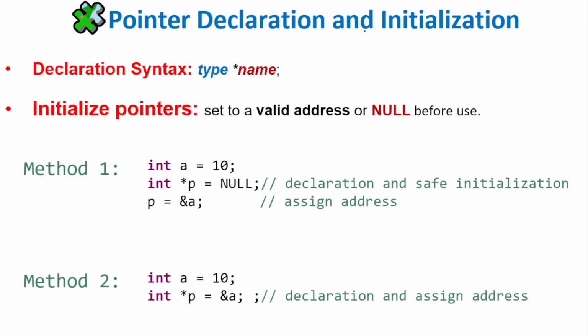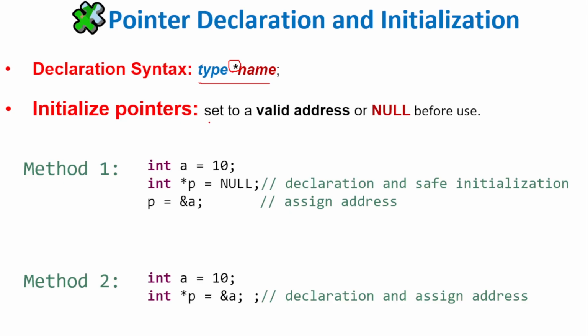Pointer declaration and initialization. A pointer is simply a variable that stores the address of another variable. To declare a pointer, we use an asterisk. For example, int *p. Here p is the pointer and *p represents the value stored at the address held by p.